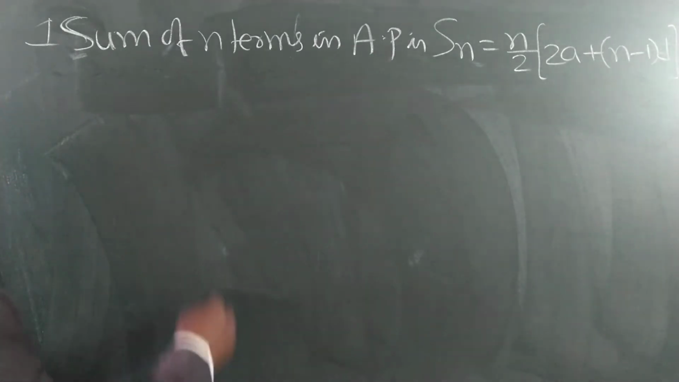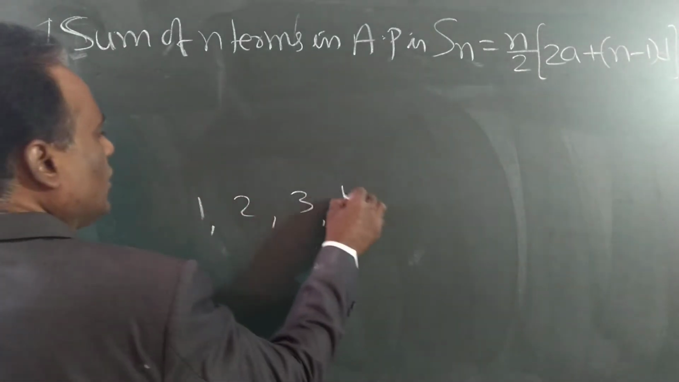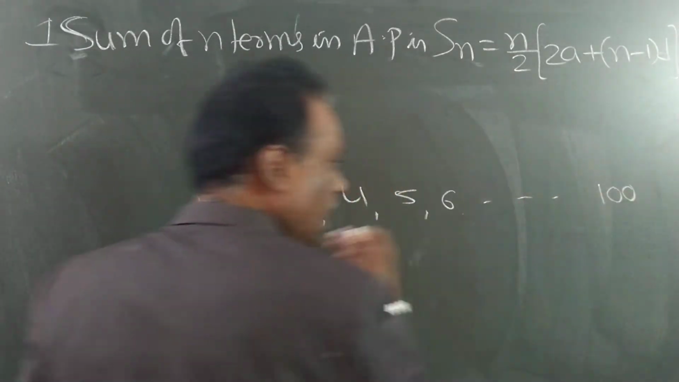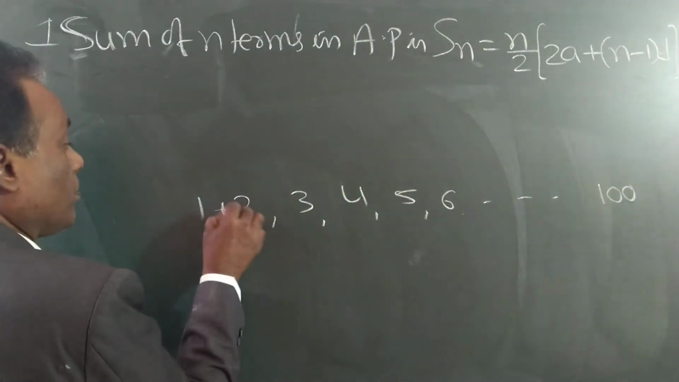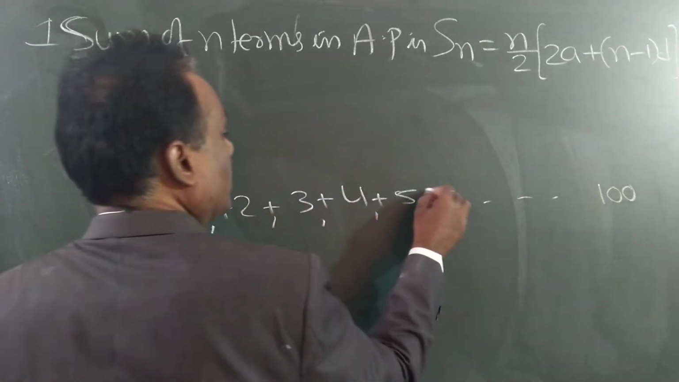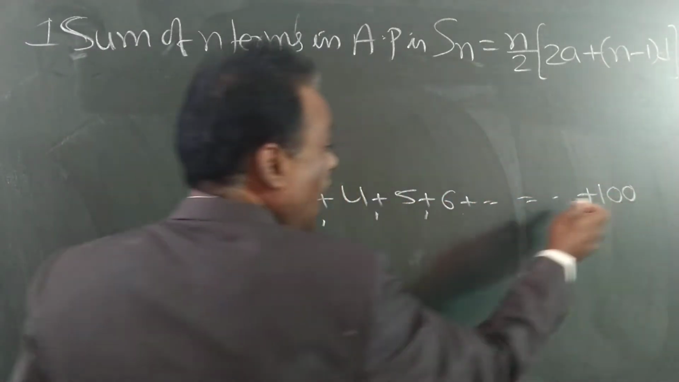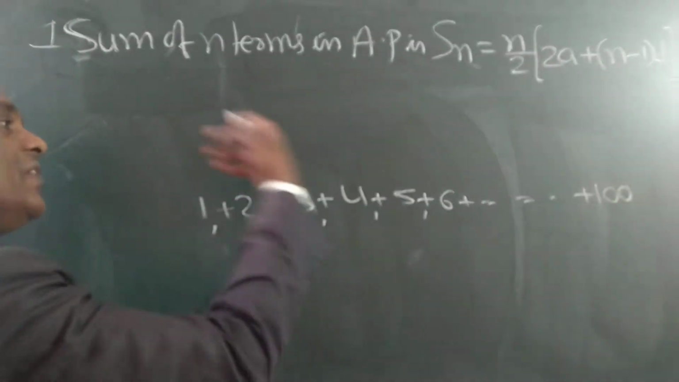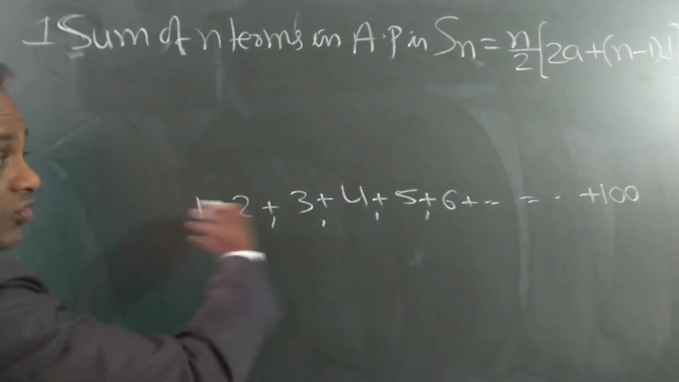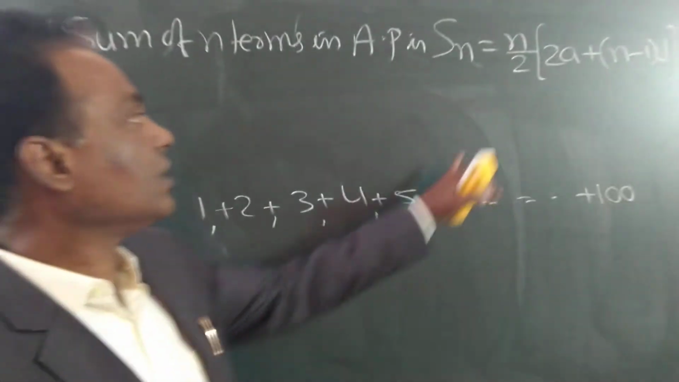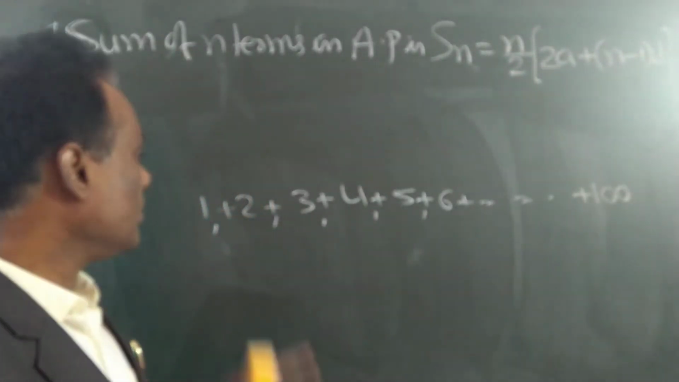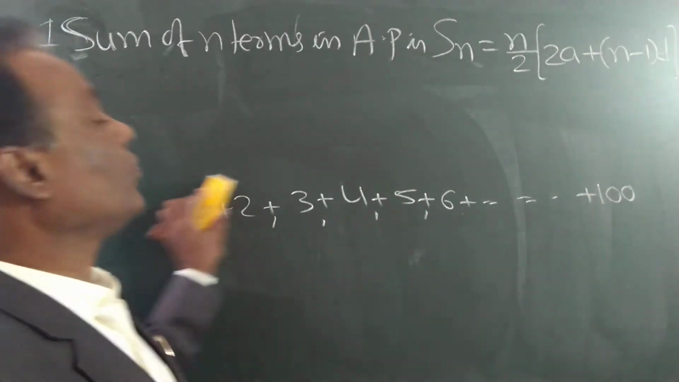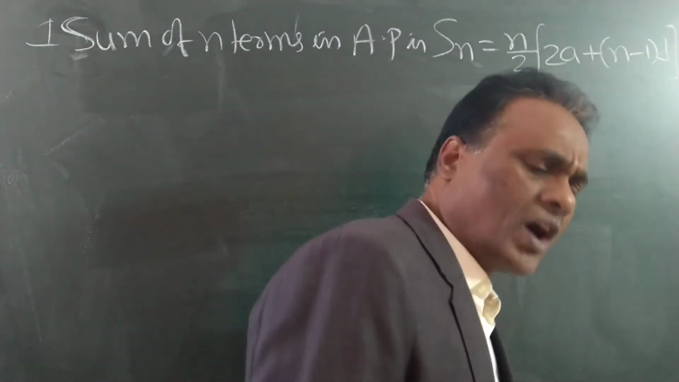Suppose you are given 1, 2, 3, 4, 5, 6, and so on up to 100. If you are asked to add, what is 1 plus 2 plus 3 plus 4 plus 5 plus 6 up to 100? How to add this? We can use this formula. Directly we can find it without actually adding, which is very lengthy. So directly we can use this formula to find the sum. If the numbers are perfectly in AP, then the sum of n terms formula is like this. So this is the formula, students.